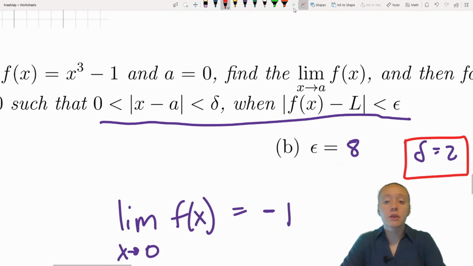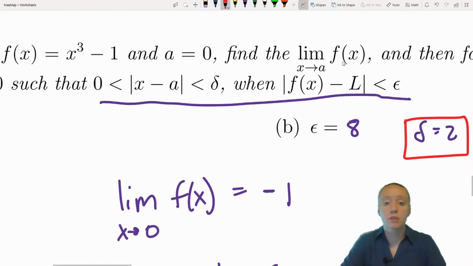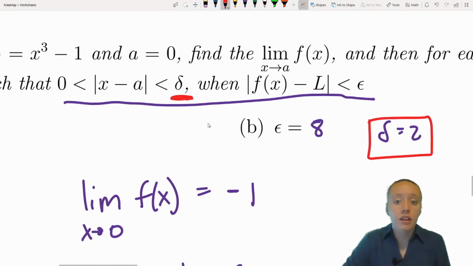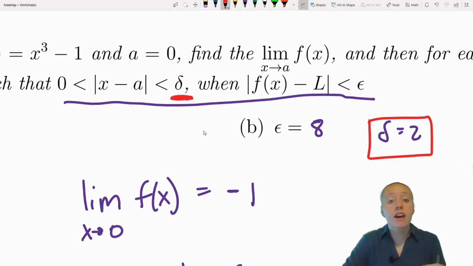So if 0 is less than the absolute value of x minus 0, so the absolute value of x, which is less than 2, then the absolute value of f of x minus that negative 1, so f of x plus 1, is always less than 8.